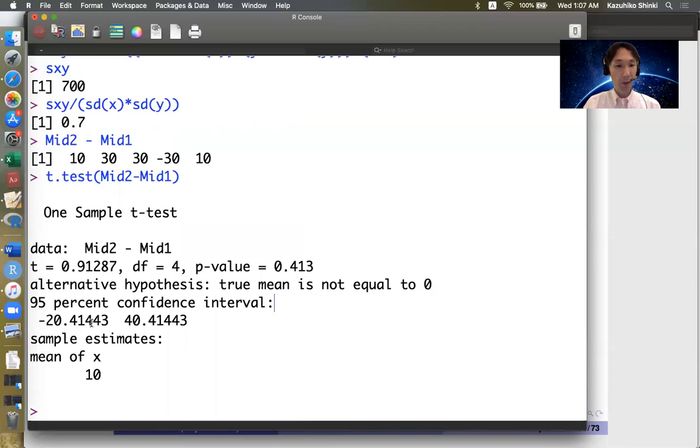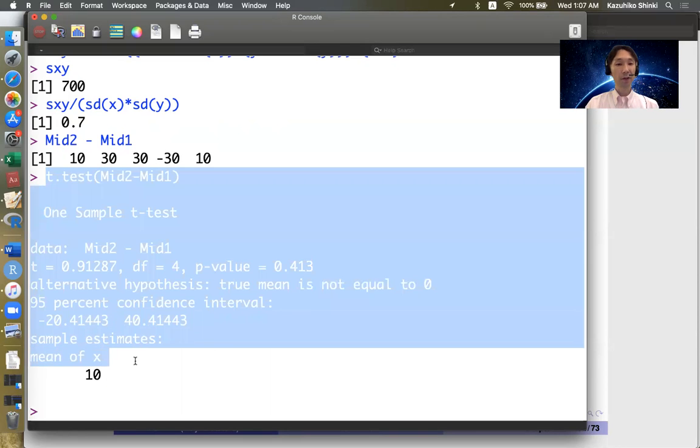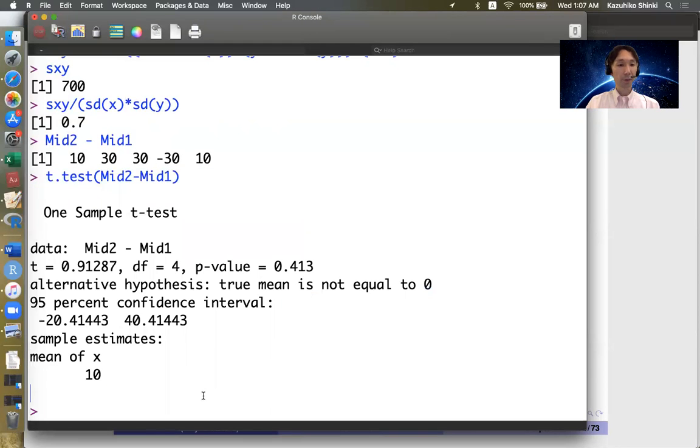Also, the confidence interval is negative 20 to 40. And overall, the sample mean is 10. So some functions have this kind of very complicated output. And actually you can extract some of the output.